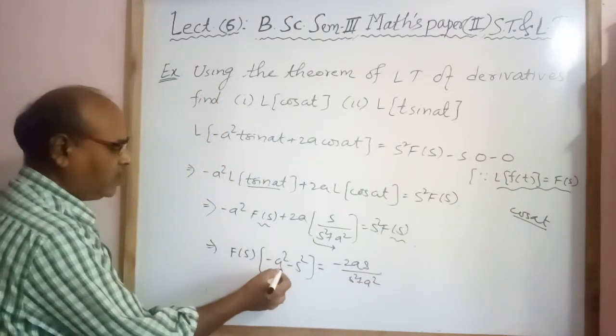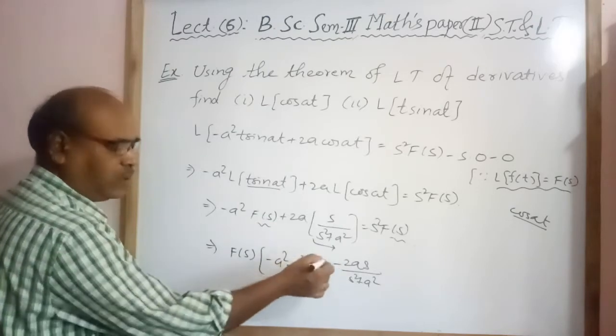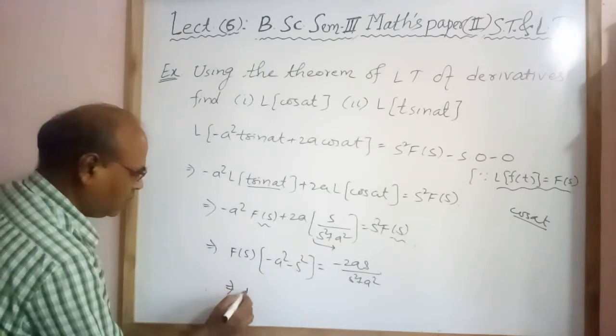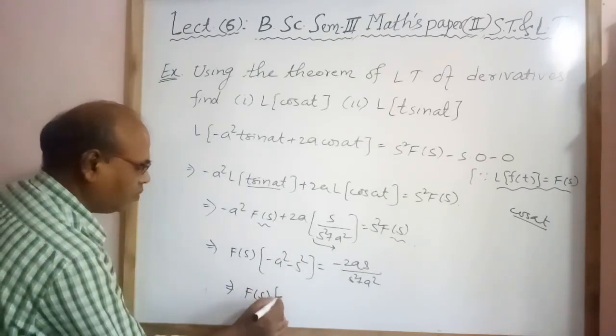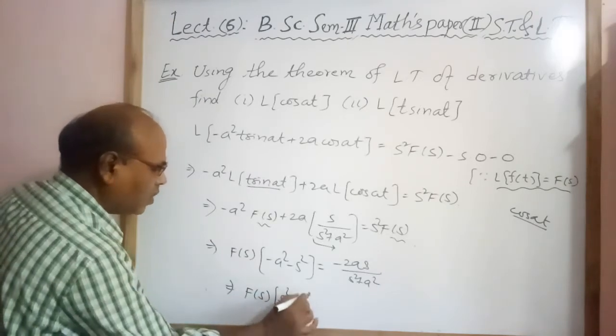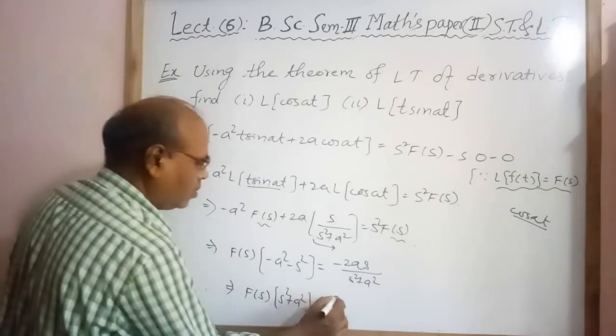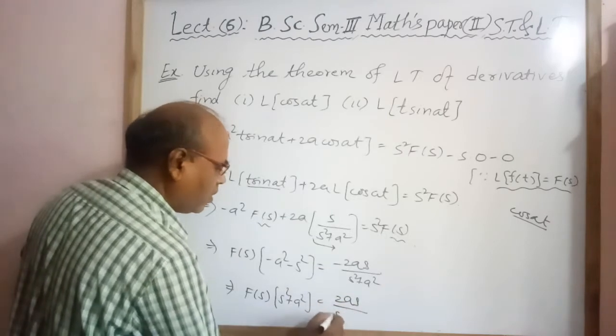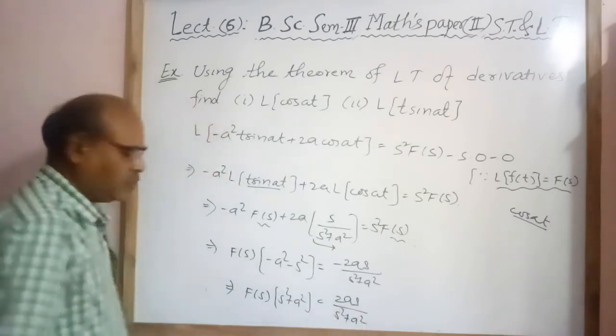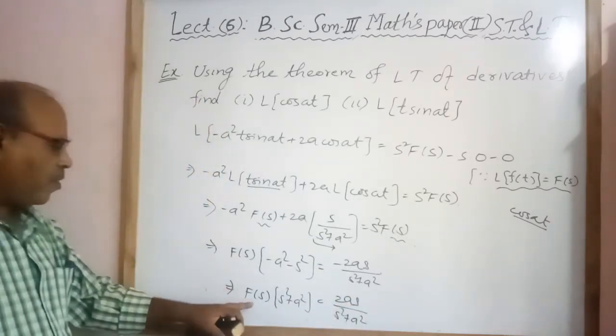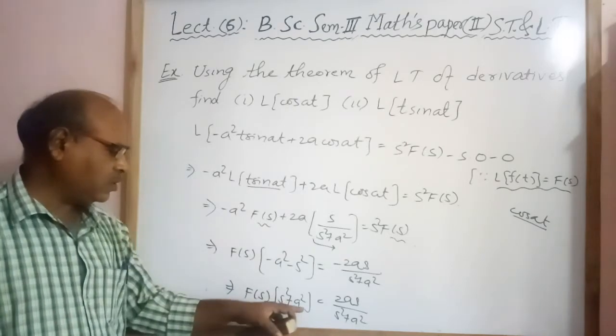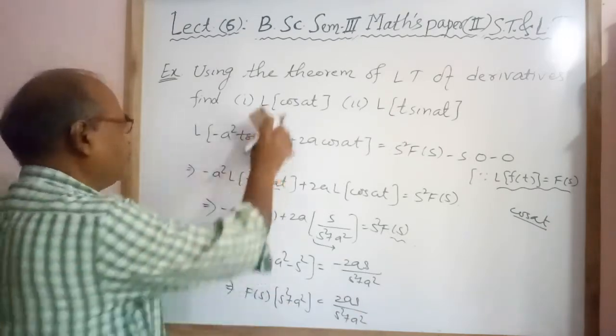Now we can take the minus sign common here and cancel the minus sign from both sides. Therefore we have f of s into s square plus a square equal to twice as divided by s square plus a square. Then we have to find f of s, therefore divide by s square plus a square on both sides.